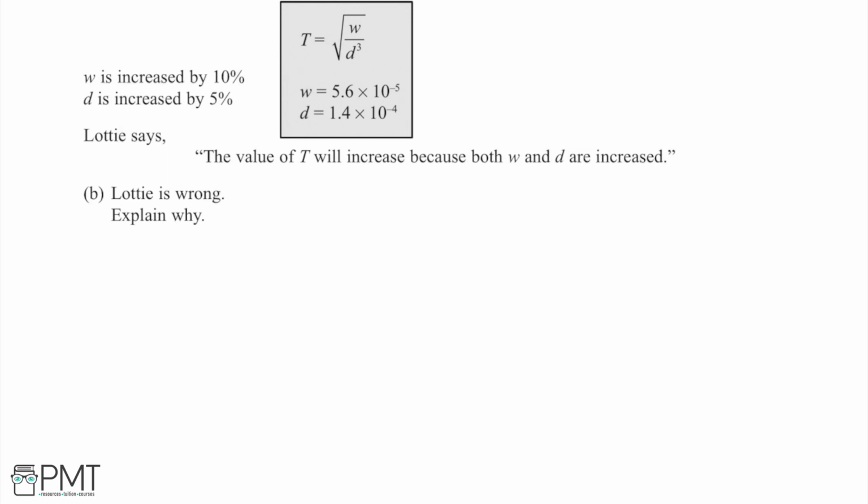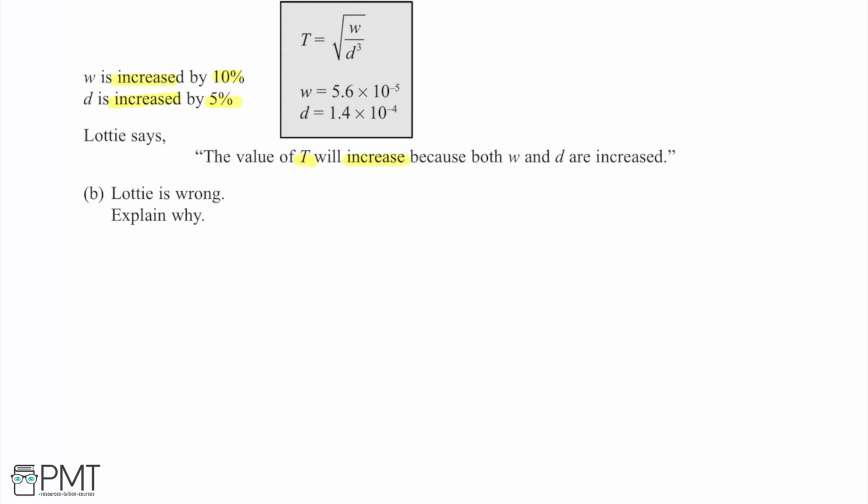So now in this part of the question, we're told that w is increased by 10%, and that d is increased by 5%. We're told that Lottie says the value of t will increase because both w and d are increased. Lottie is wrong, and we're asked to explain why. So here we're working with these new values of w and d.